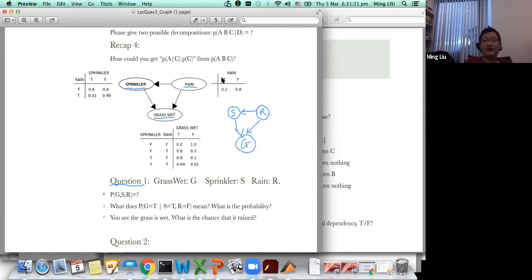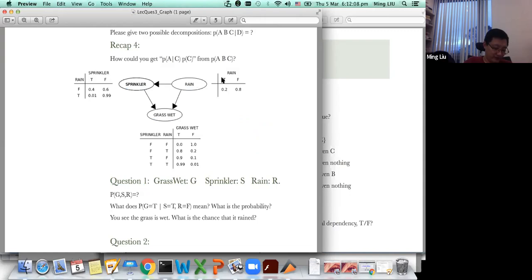G means whether the grass is wet or not. You have these 3 random variables, and for each random variable you have 2 states. All these are discrete random variables. The states are, firstly, for the random variable R, you have these 2 states.